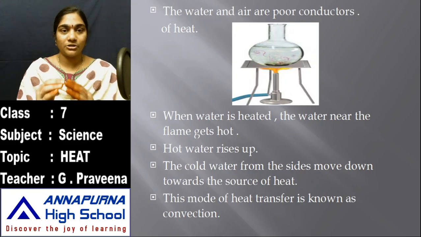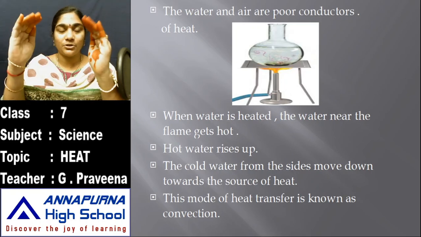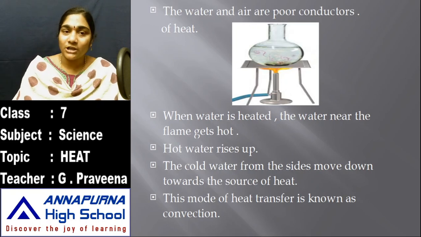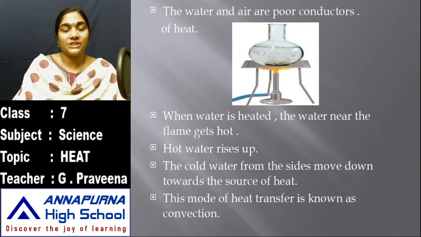So how does the process go on? The water which is present below goes up in this way, and the water which is present towards the sides of the beaker comes down towards the flame. This movement of water continues till the entire water in the beaker gets heated. So see here, when water is heated, the water near the flame gets hot. The hot water rises up, and the cold water from the sides moves down towards the heat. This mode of heat transfer is known as convection. So the process of heat transfer in water takes place through a process known as convection.